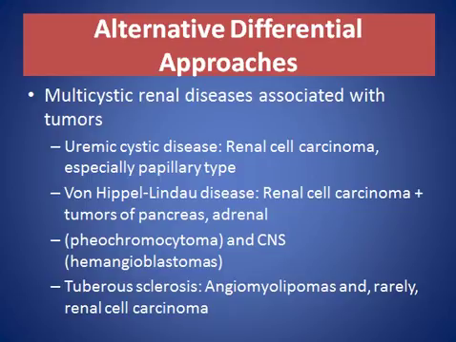Alternative differential approach: multicystic renal disease associated with tumors. Uremic cystic disease: renal cell carcinoma, especially papillary type. Von Hippel-Lindau disease: renal cell carcinoma, and tumors of the pancreas and adrenal, pheochromocytoma, and CNS hemangioblastoma. Tuberous sclerosis: angiomyolipoma, and rarely renal cell carcinoma.